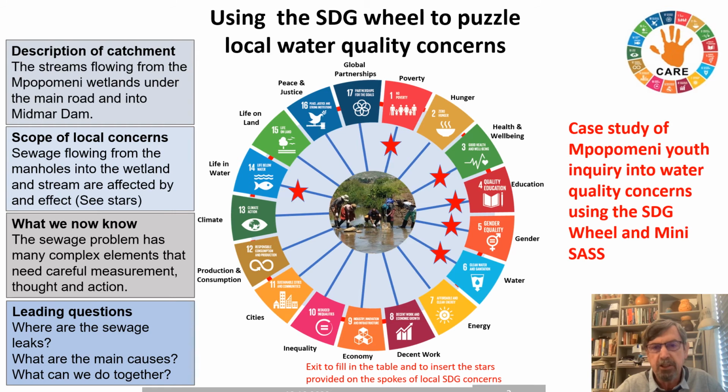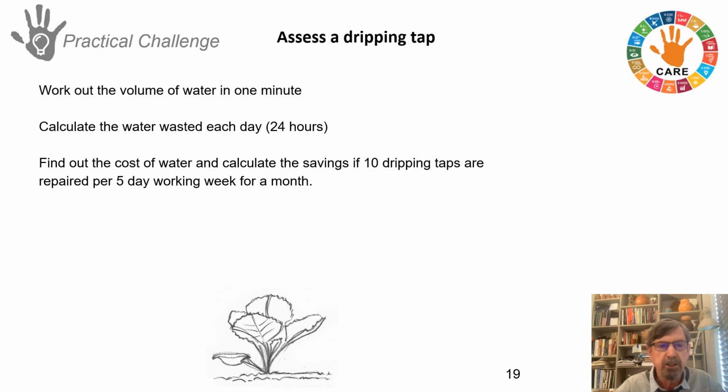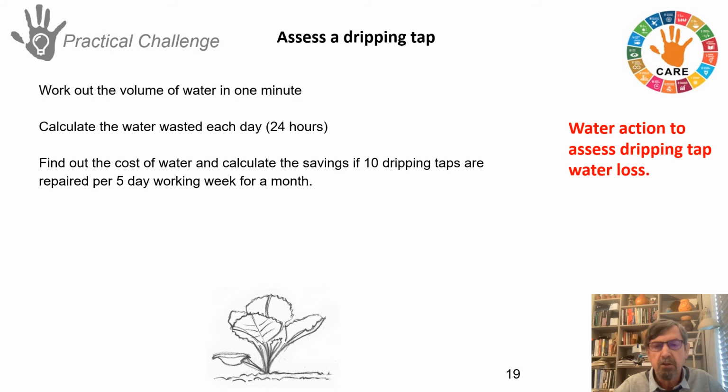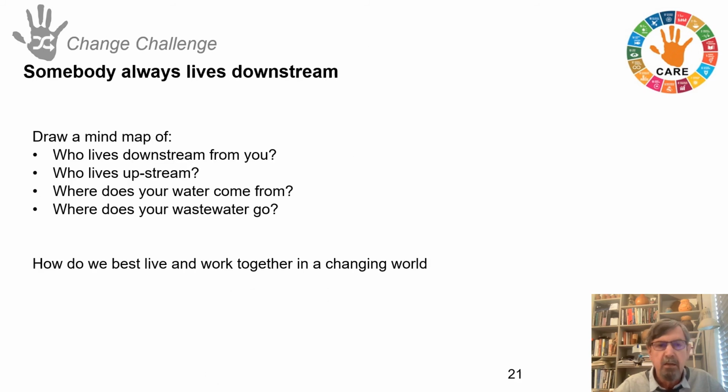So the youth inquiry into water quality concerns using the Sustainable Development Goals and the Mini SASS was classroom activated, field work, and back into the classroom situation. With younger children, the kind of activities that were done was looking at how much water is lost through a dripping tap. With older children, the broader scope of the work was looking downstream.